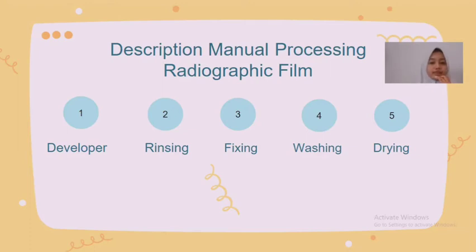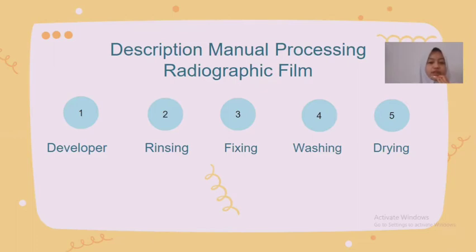Number three is fixing, or determination. It stops the generation process so that there is no more shadow change on the film. The composition of the fixer, namely buffer, hardener, and acid fixing agent. And this fixing hardens the emulsion and clears the image.